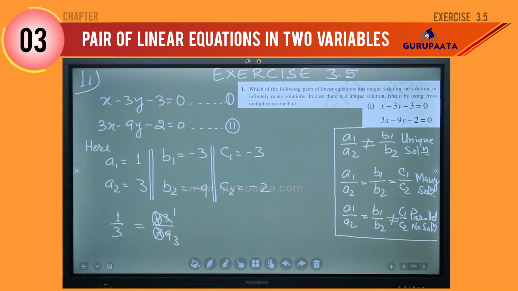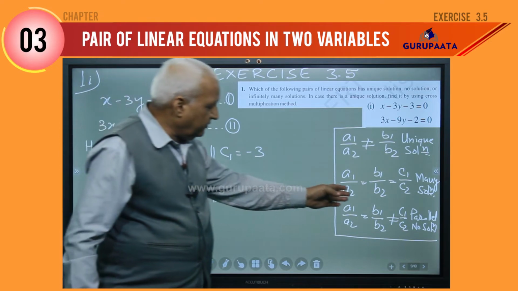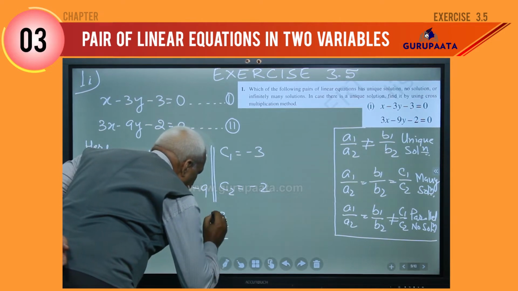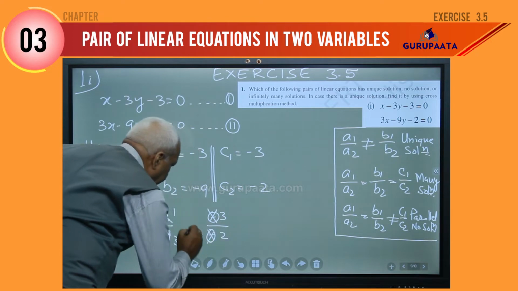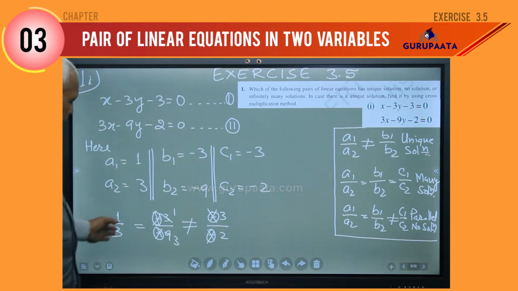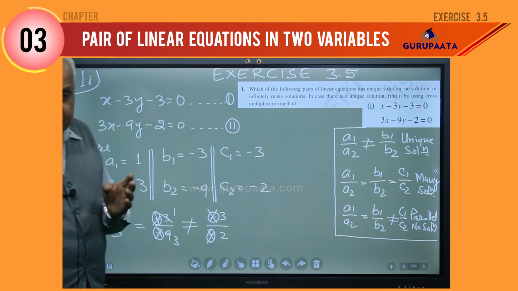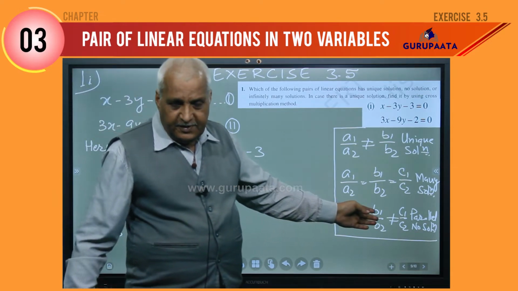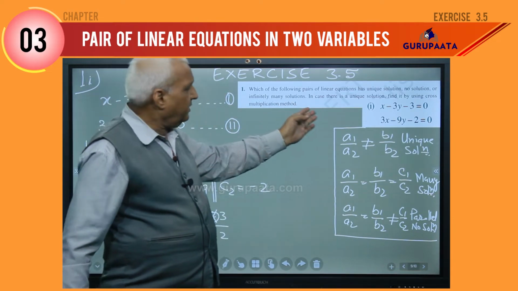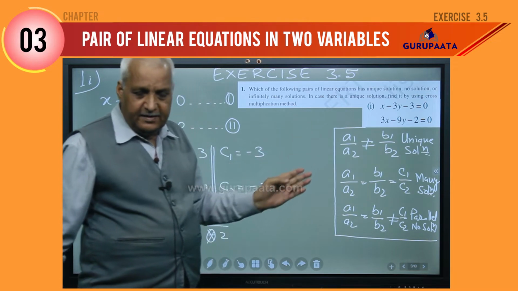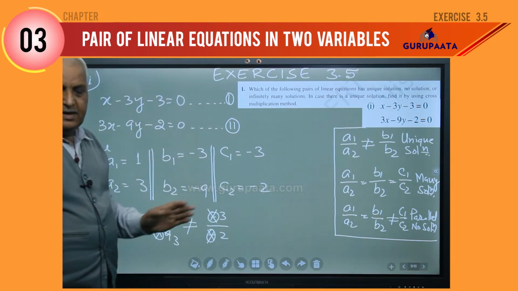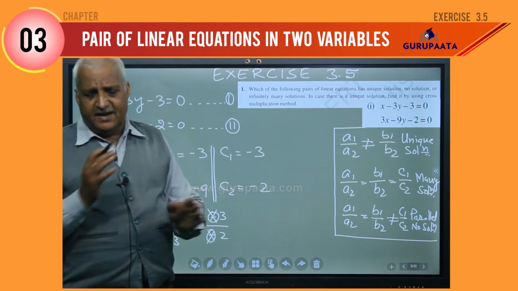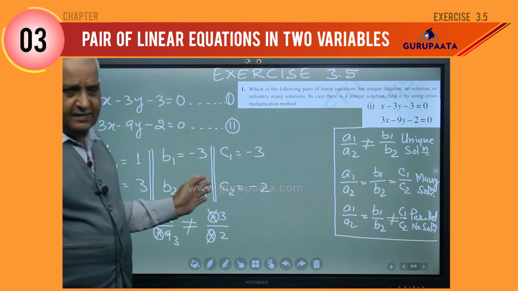But we will also consider c1 by c2, minus 3 by minus 2, the minus signs cancel, so this is not equal. So this pair of equations has no solution, because the lines are parallel to each other. We need not use the cross multiplication method to find the values of x and y. There won't be any value for x and y, because these lines will never intersect each other. They are parallel, so we will not have any solution.